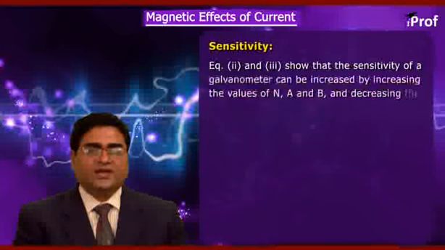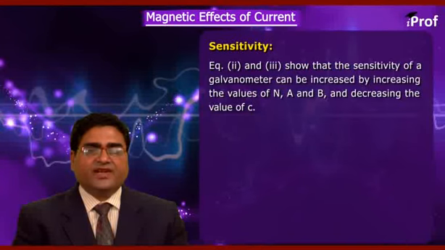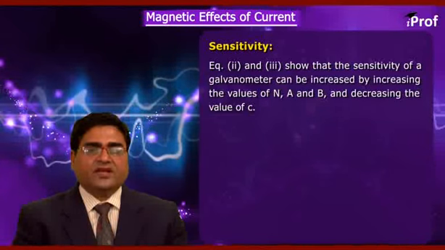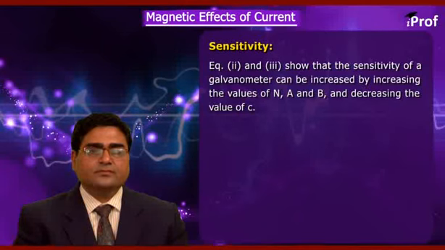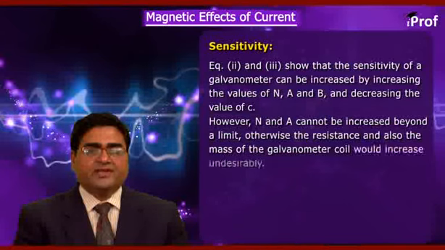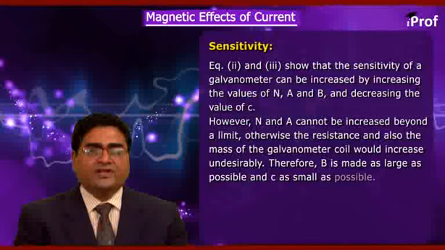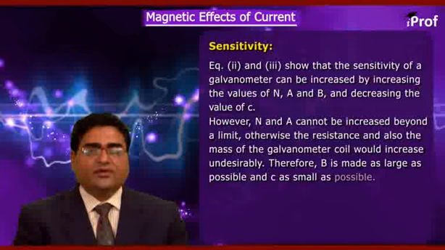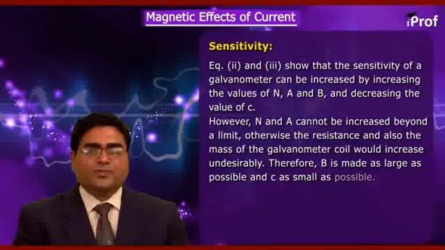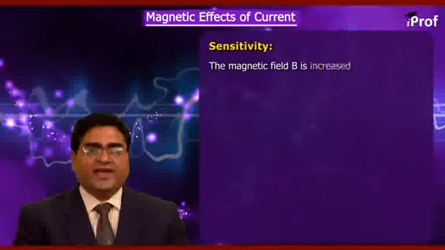Equation 2 and 3 show that the sensitivity of a galvanometer can be increased by increasing the values of N, A and B and decreasing the value of C. However, N and A cannot be increased beyond a limit, otherwise the resistance and also the mass of the galvanometer coil would increase undesirably. Therefore, B is made as large as possible and C as small as possible.